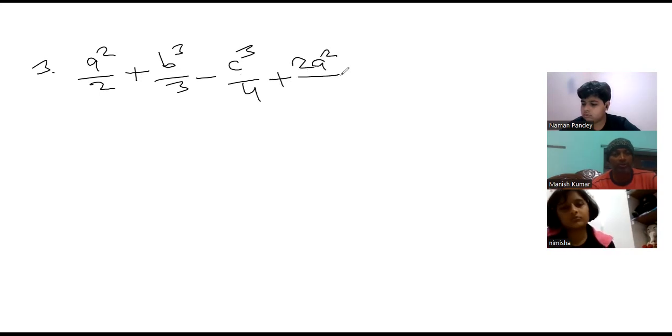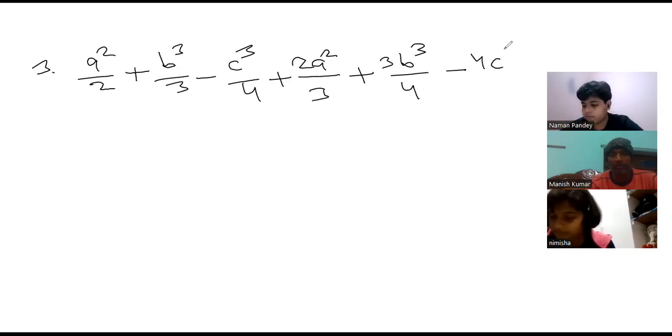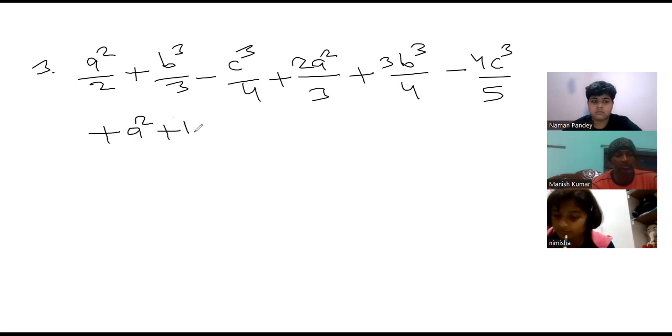Okay, let us see. Plus 2a square divided by 3 plus 3b cube divided by 4 minus 4c cube divided by 5, plus a square plus b cube plus c cube. Total questions were 10 only, na? Okay, this was the question. We have to just add them.